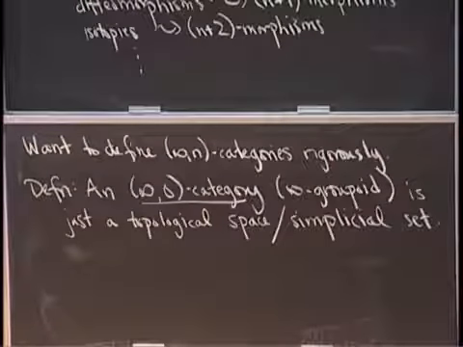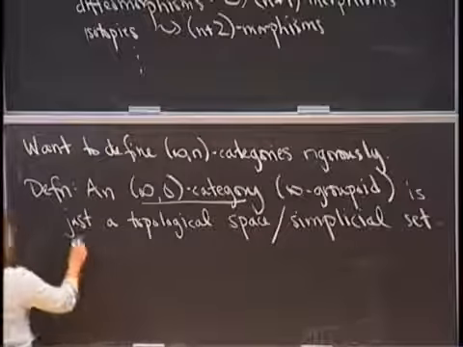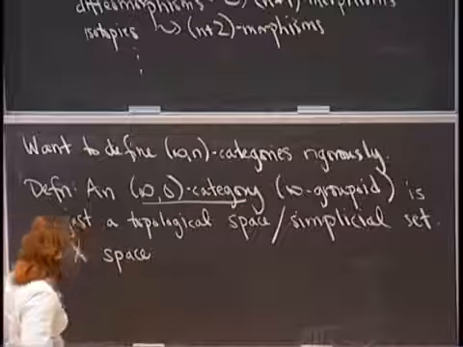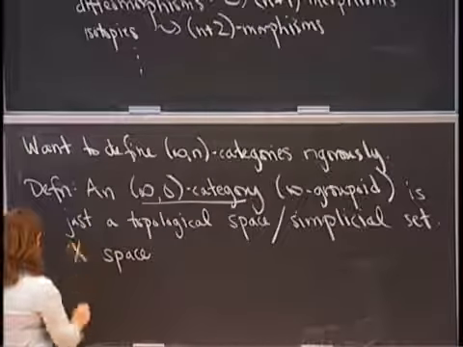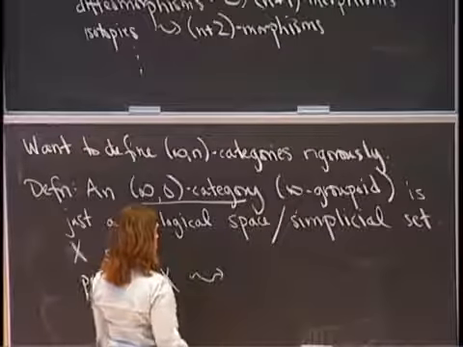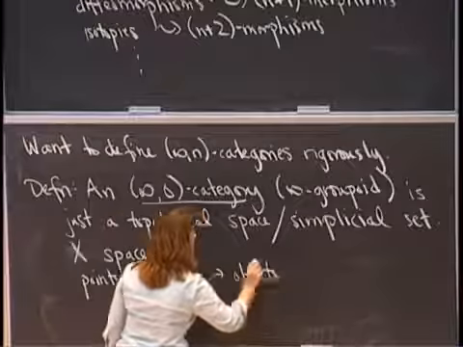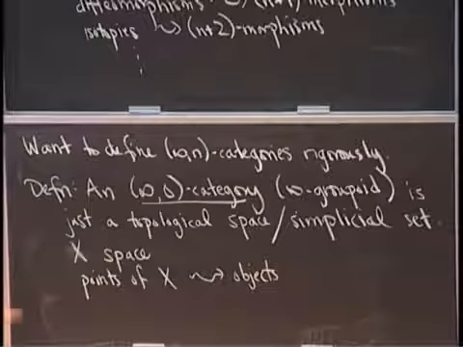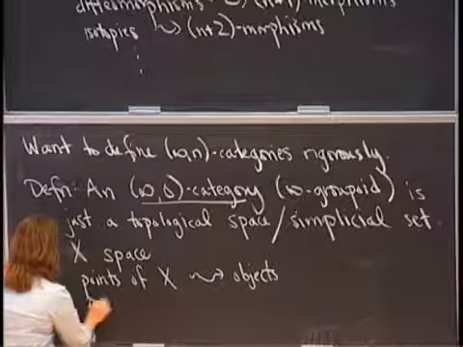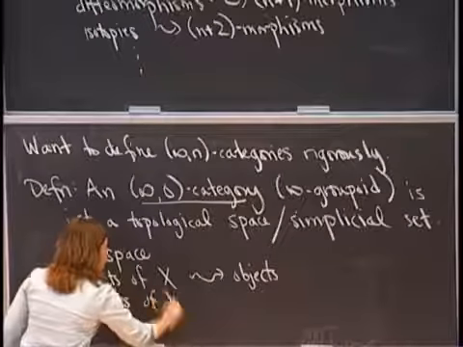OK, so why on earth should I think of a topological space as an infinity zero category? Well, start with, I'll just say space. I'll be very ambiguous here. What I'm going to say is much better if it's a topological space. Well, the space has points. So I want to think of the points of that space as my objects. Well, then at least between some of the points of X, I can join them by paths. So I'm going to make those my one-morphisms.